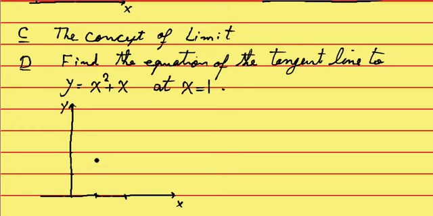and so at 1 the location is 2. 1 squared plus 1 makes 2. At 0, of course, I'm at 0. At 2, I'm already extending the size of my page to 4 and 6. Maybe I use a different color here. At 2, I'm around here. 2 squared plus 2 makes 6.